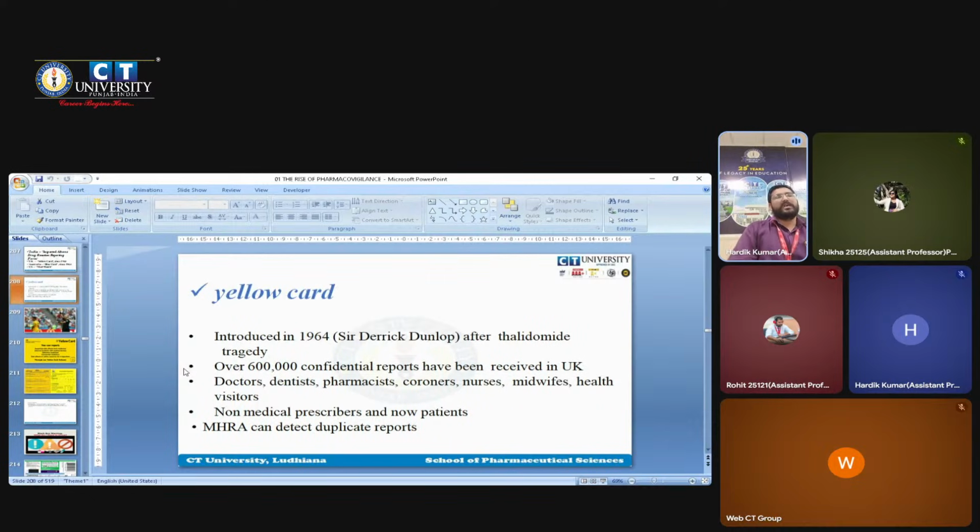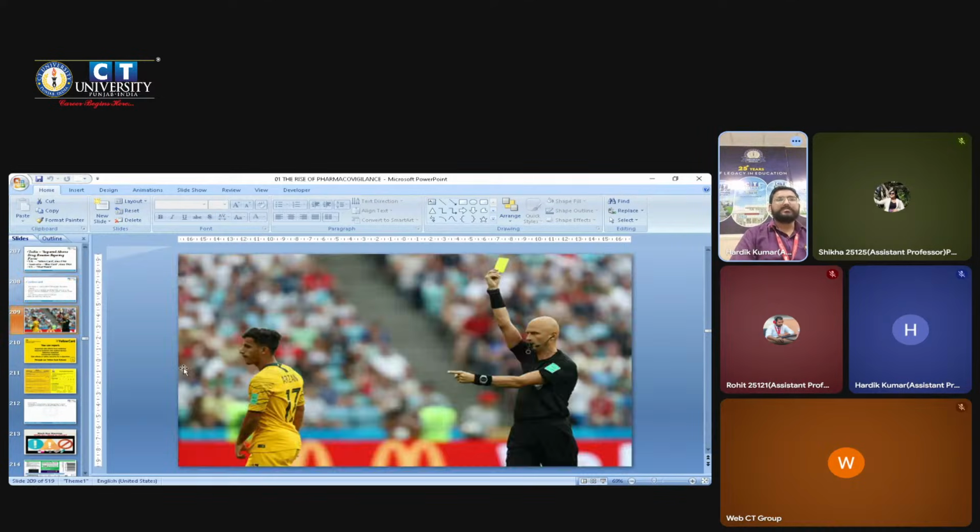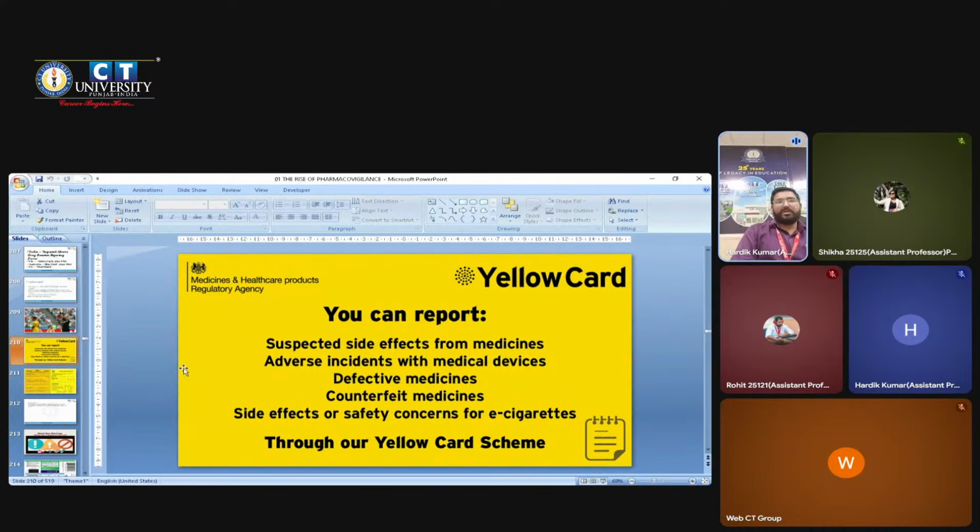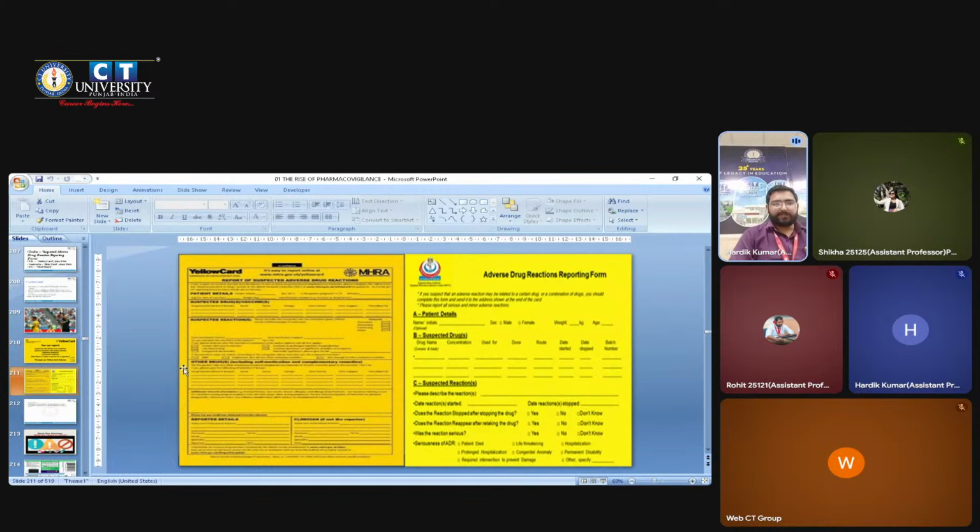What is the yellow card? The yellow card was introduced in 1964 by Sir Derrick Dunlop after the thalidomide tragedy. See, in a football match, there is a yellow card system for participants who commit fouls. With the yellow card, you can report suspected side effects from medicine, adverse incidents with medical devices, defective medicines, counterfeit medicine, and side effects or safety concerns for e-cigarettes through the yellow card system in foreign countries. This is a yellow card picture.